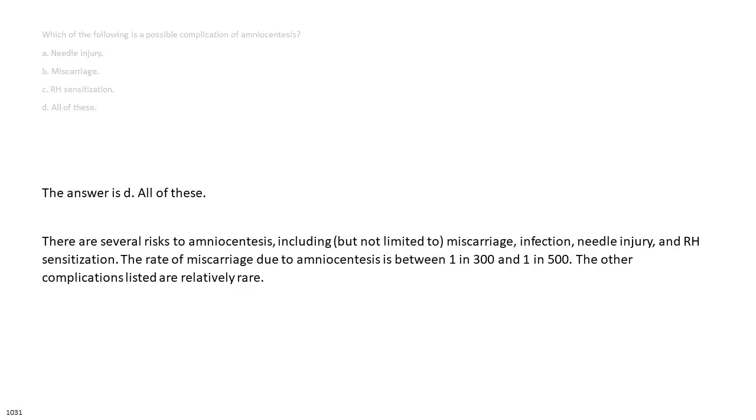The answer is D. All of these. There are several risks to amniocentesis, including, but not limited to, miscarriage, infection, needle injury, and Rh sensitization. The rate of miscarriage due to amniocentesis is between 1 in 300 and 1 in 500. The other complications listed are relatively rare.